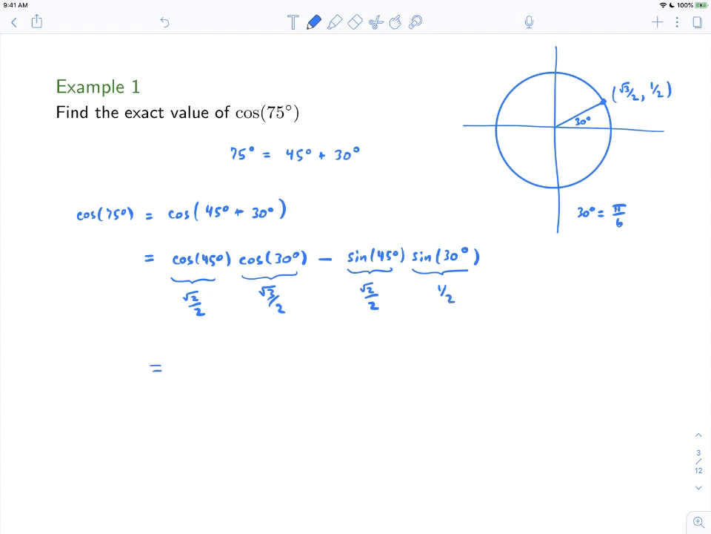And that is equal to the square root of 2 times the square root of 3, which is the square root of 6, over 2 times 2, which is 4, minus the square root of 2 times 1, divided by 2 times 2, which is 4. So we end up with the square root of 6 minus the square root of 2, all divided by 4.